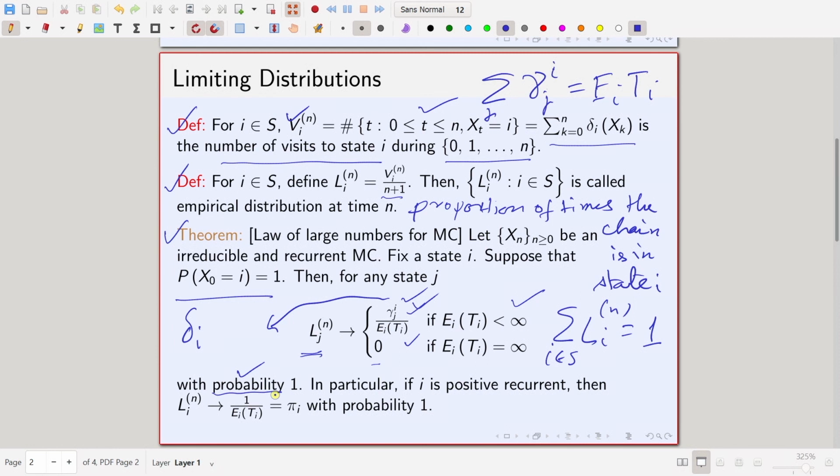Fine. Now, in particular, if i is positive recurrent, that means if E_i[T_i] is less than infinity, that means we are in this first case. Then if I look at L_i^n, now what is L_i^n?